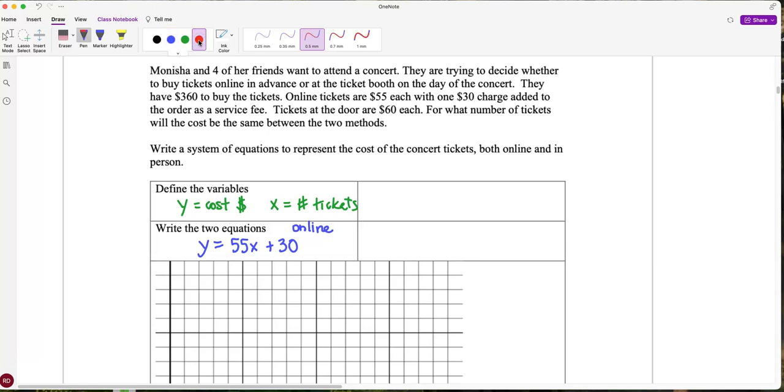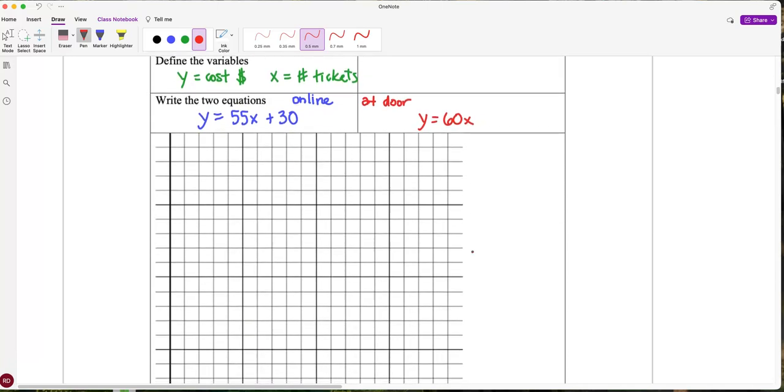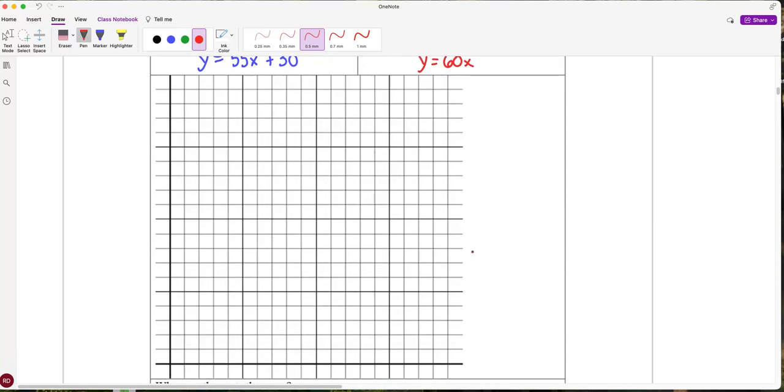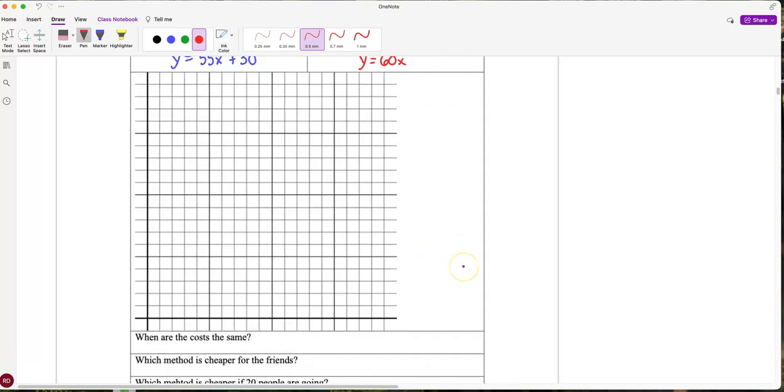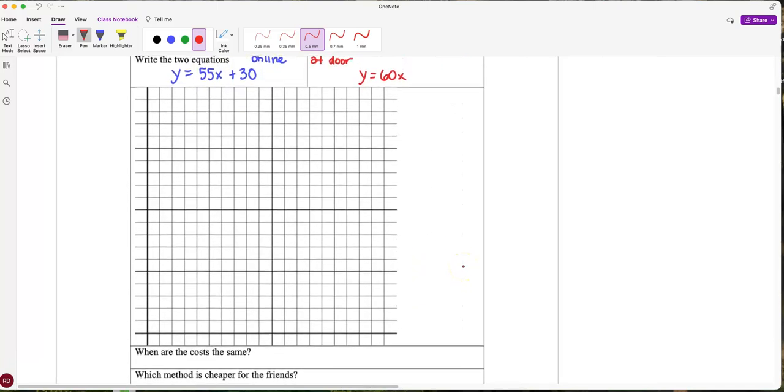And the other option is to pay at the door, and that's just $60 each. So Y equals 60X. So let's graph these, okay? So if I look at my graph, I'll make that a little bit smaller. X is going to be the number of tickets that I'm purchasing, okay?